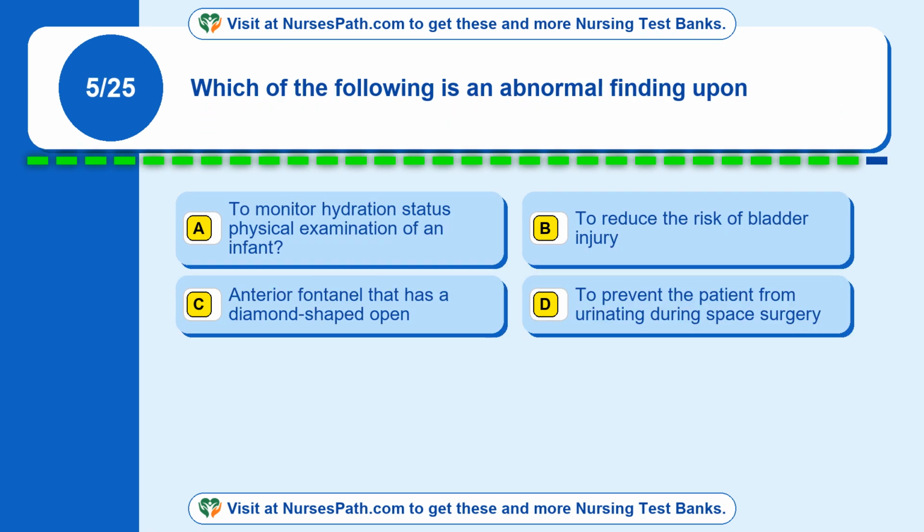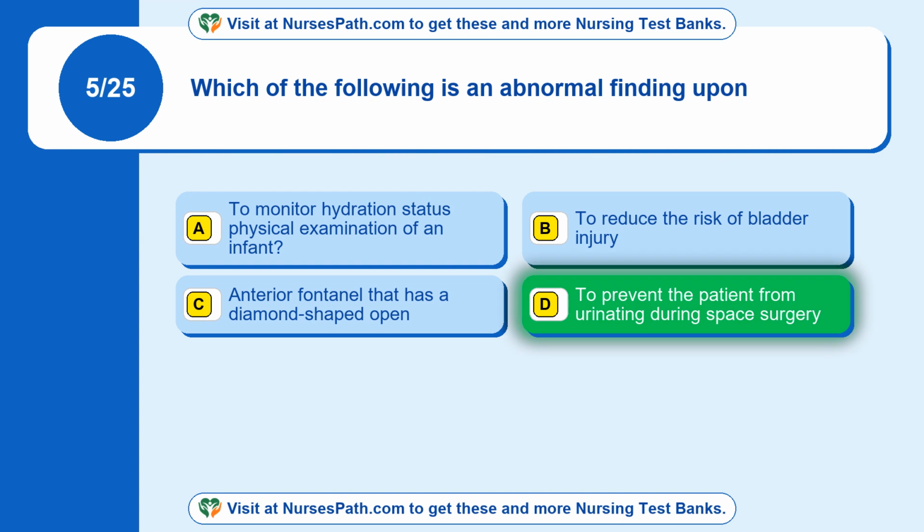Question 5. Which of the following is an abnormal finding upon physical examination of an infant? Option A. To monitor hydration status. Option B. To reduce the risk of bladder injury. Option C. Anterior fontanelle that has a diamond-shaped open space. Option D. To prevent the patient from urinating during surgery.